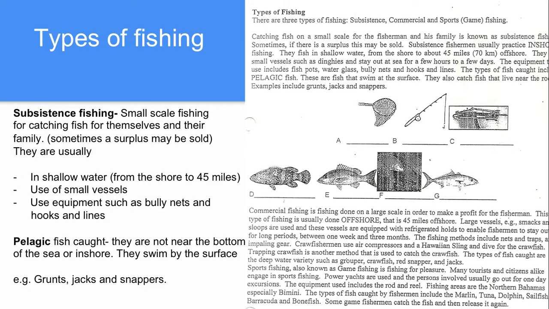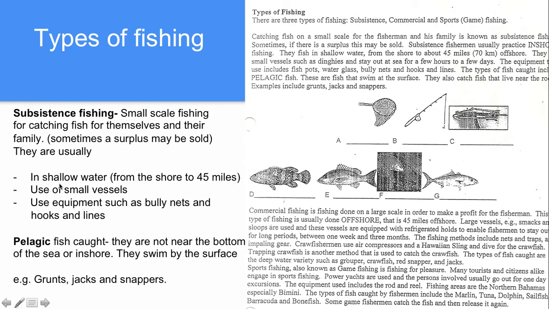So, the types of fishing. We've done subsistence farming before, and now we're going to do subsistence fishing. That's small scale fishing. So you catch your fish for yourselves and your family. Now, if there's a little bit, you might sell to your local community, or you might trade and swap, etc. But you're not really doing it for the opportunity to sell and make money. It's more just to survive.